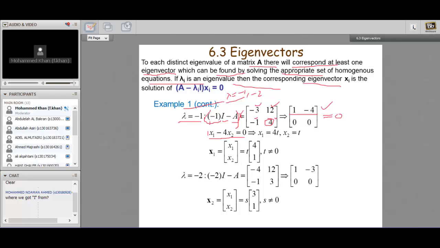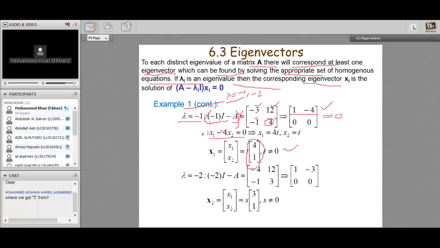So that's why our eigenvectors are whatever the coefficients are, 4 and 1. Hopefully you understand how we can find the coefficients. The coefficient of x1 is 1 and the coefficient of x2 is 4. So we can write x is equal to 4t, t. In this way we can write. So the eigenvector is 4 and 1.